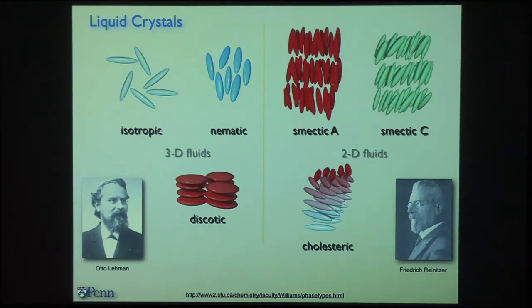In each layer, there are fluids. If I look down from the top, the centers are just random. So they're fluids from the point of view of two-dimensional layers, but the layers are stacked neatly. It's like a very messily stacked deck of cards, right? Or a messily stacked pad of paper.